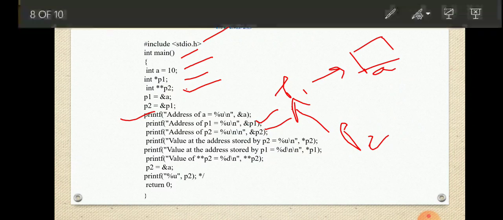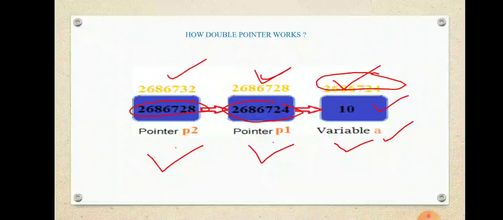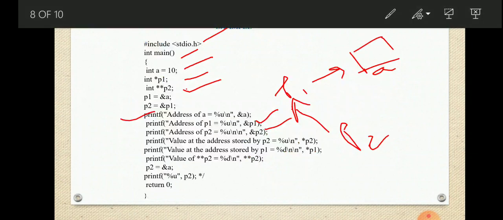And that final thing is, we can say, value at the address stored by P1. What will it print? Asterisk P1, I am saying. Asterisk P1 means the value stored where P1 is pointing. P1 is pointing to that variable A, and what value is stored here? It is 10. So it will be printing 10 only.